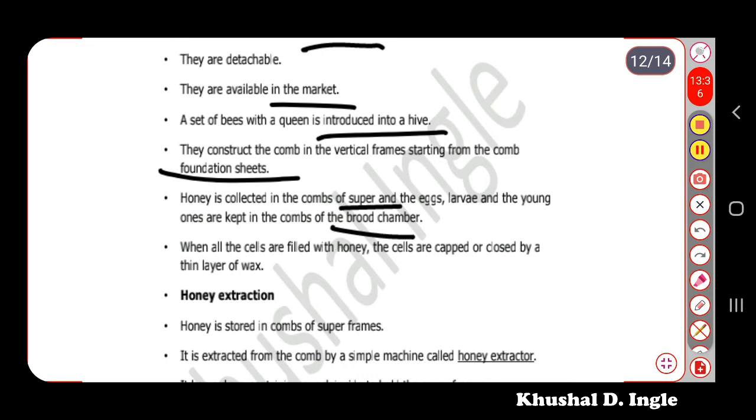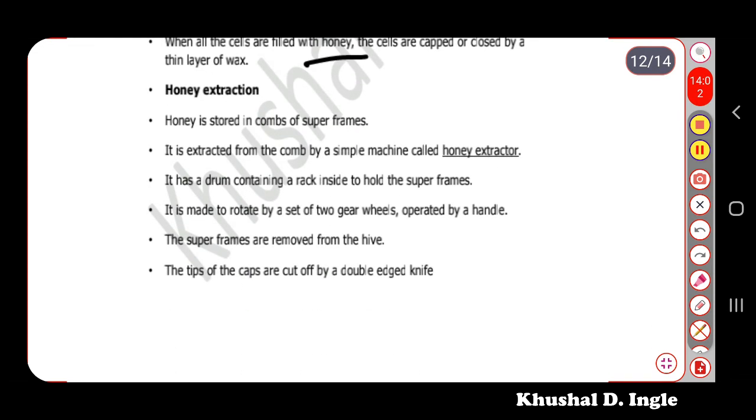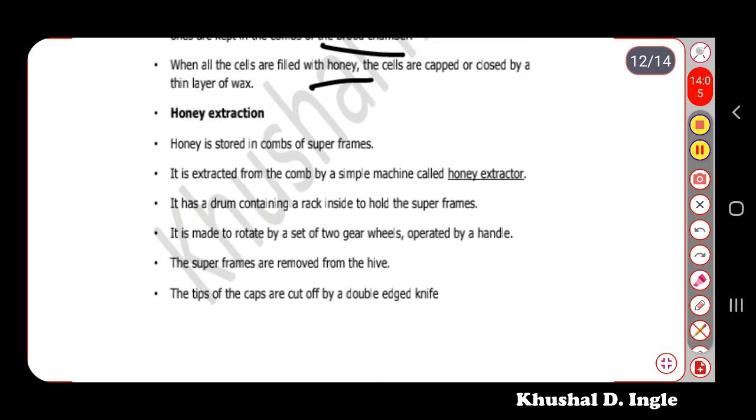Coming to the next point, when all cells are filled with honey, the cells are capped or closed by a thin layer of wax. After capping these cells, we will move these wooden frames which are filled with honey, and after that we will separate the honey for our own purpose. This separation process is called honey extraction.